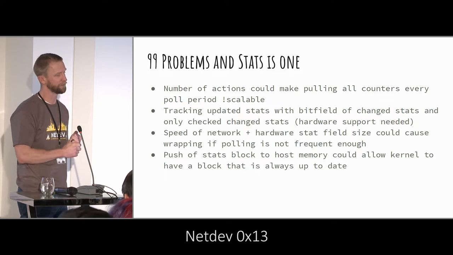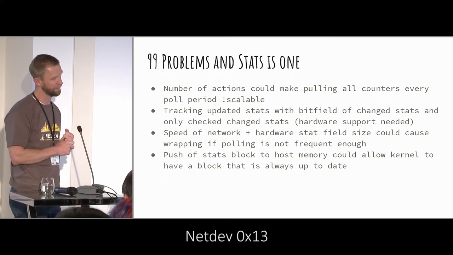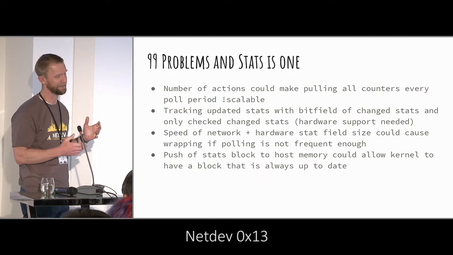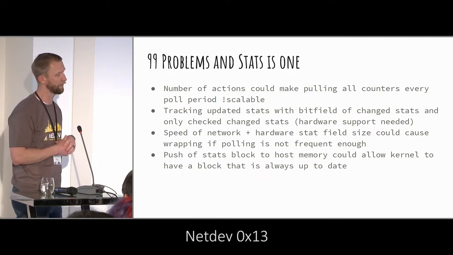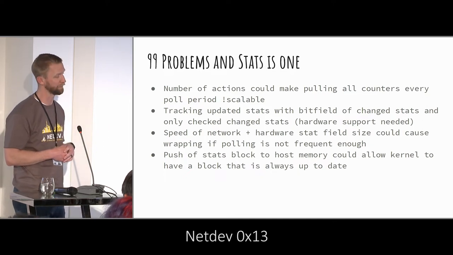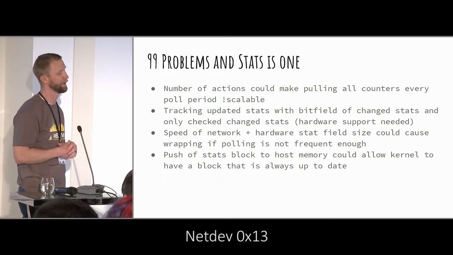One of the things to consider, too, is the speed of network interfaces, as well as the size of the counters in your hardware. If it's large, you're going to see wrapping if your polling period is not frequent enough. This is another kind of issue to think about.